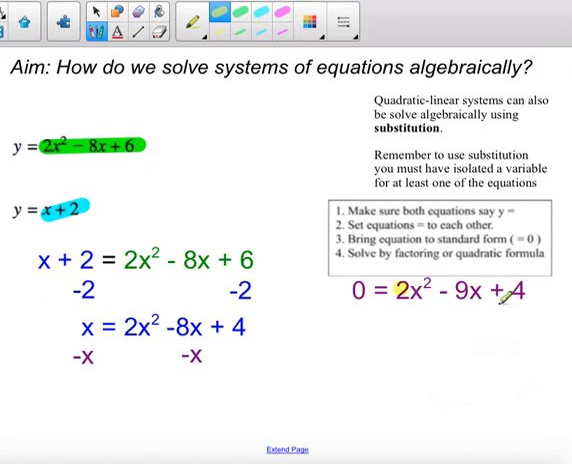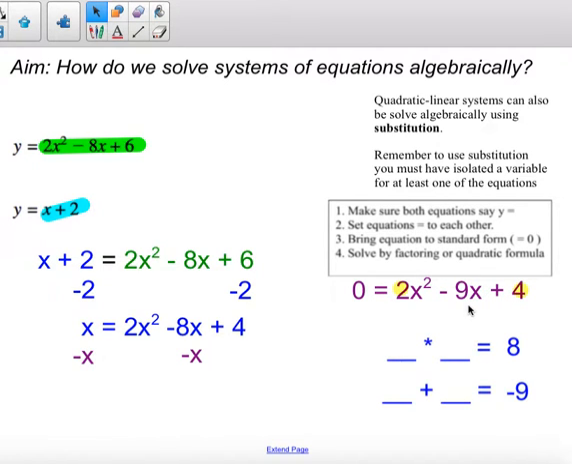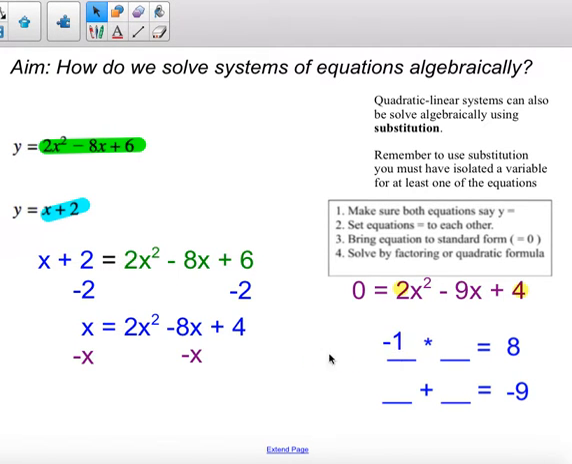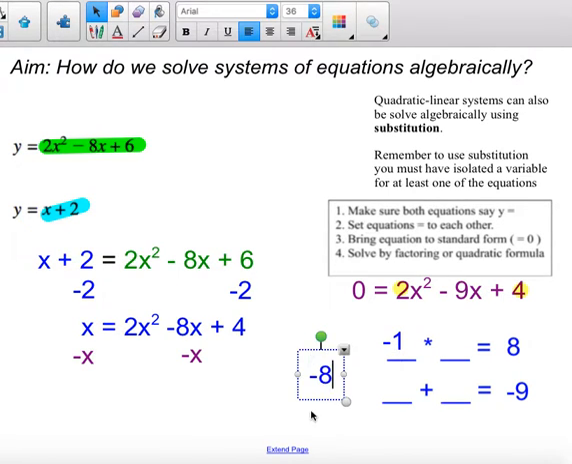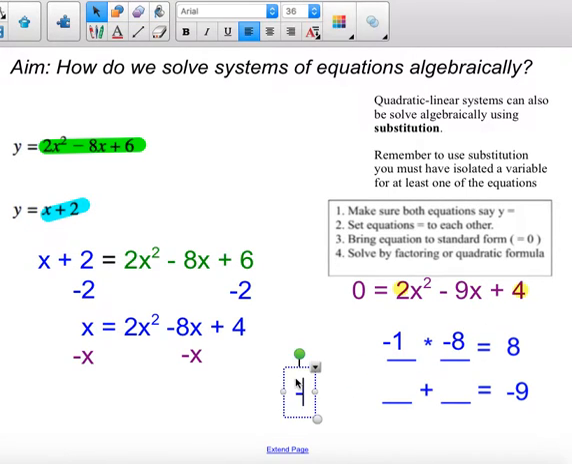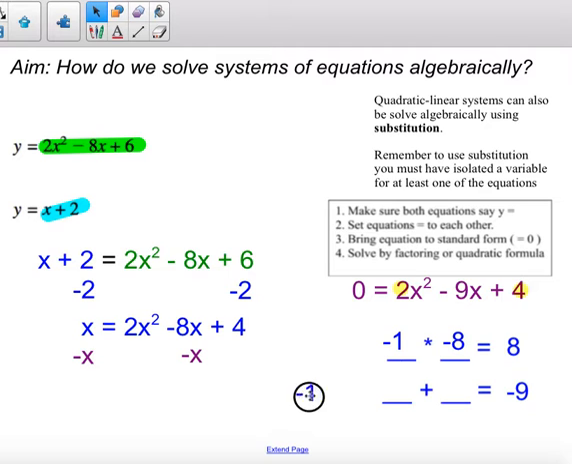We're going to start by multiplying our a value and our c value. 2 times 4 is 8, and we've got a b value of negative 9. That means we're looking for two numbers that multiply to make 8 and add up to make negative 9. If we think about that for a moment, we can say negative 1 times negative 8 gives us positive 8, because a negative times a negative is a positive. And negative 1 plus negative 8 gives us negative 9.